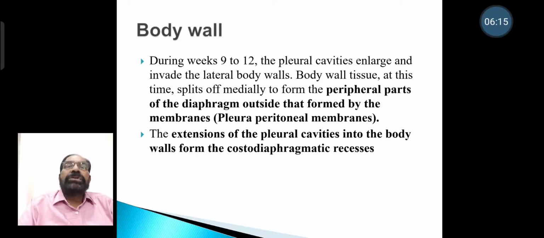Body wall. During 9 to 12 weeks, the pleural cavities enlarge and invade the lateral body walls. The body wall tissue at this time splits medially to form the peripheral parts of diaphragm outside that formed by the membranes, that is pleuroperitoneal membranes. The extension of the pleural cavities into the body wall forms the costodiaphragmatic recesses.